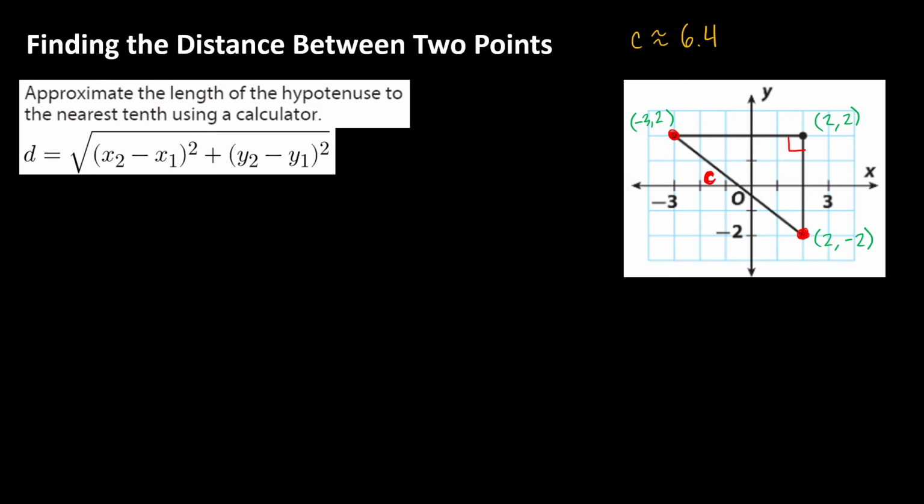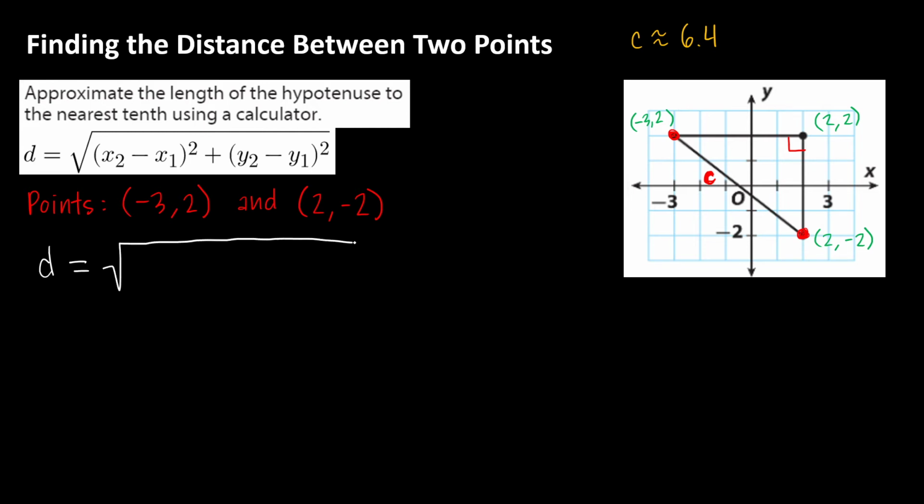So the two coordinates I'm going to be using are -3, 2, and 2, -2. Here's the cool part about the distance formula. You don't actually have to find the other side lengths of this triangle. You can just use the coordinates and find the distance without doing that extra work. So the distance between those points, let's draw a big old radical symbol here.